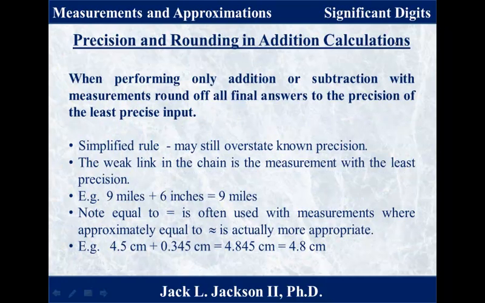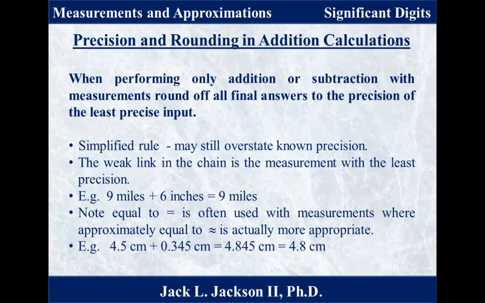So here are some basic rules that we're going to use as a simplified rule. Again, it may still not line up exactly with the real possibilities, but it'll be close, and it's simpler, so we're going to use them. When you're performing only addition or subtraction with measurements, round off all final answers to the precision of the least precise input. In other words, the weak link in the chain is the measurement with the least precision.